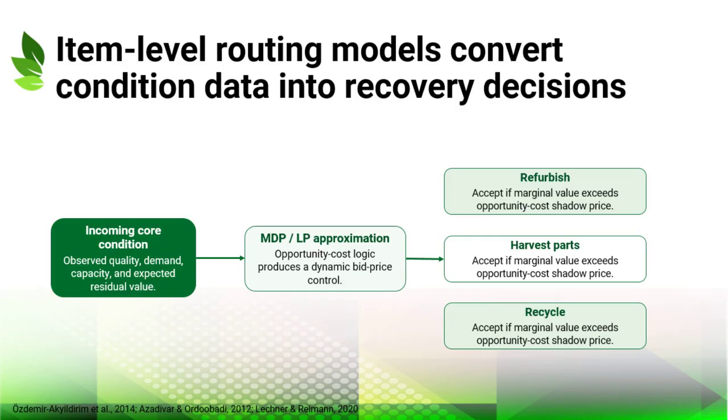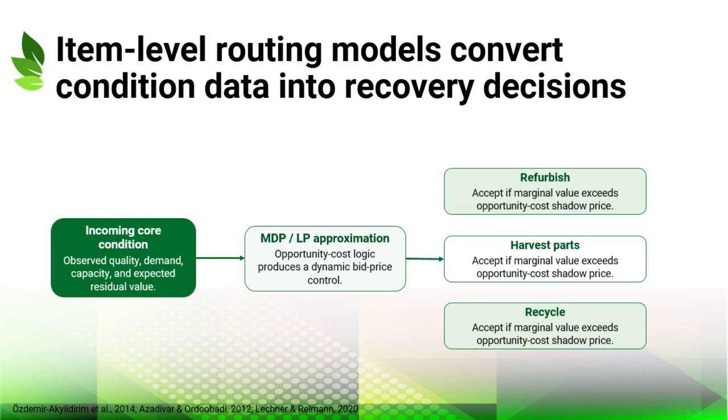Markov decision process models can evaluate whether the unit should be refurbished, harvested for parts, or recycled over multiple periods. Because full MDP models can be computationally complex, linear programming approximations are often used to create dynamic bid price controls. The logic is simple. Accept a recovery option only if its marginal value exceeds the opportunity cost shadow price of using limited capacity or resources.